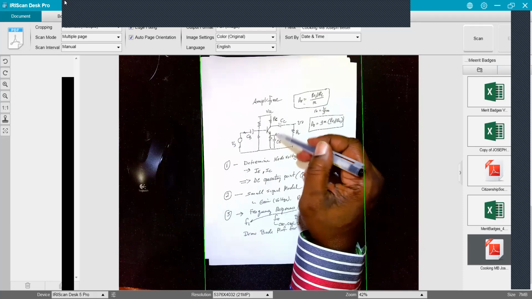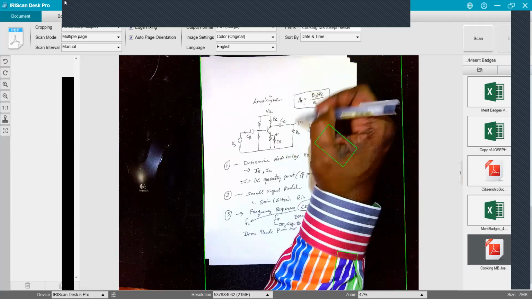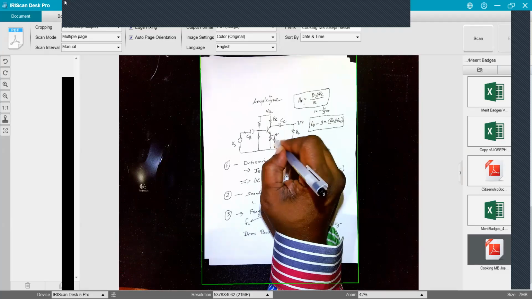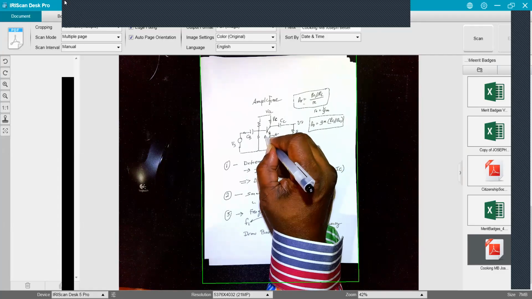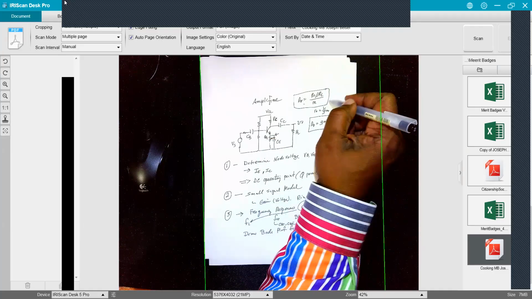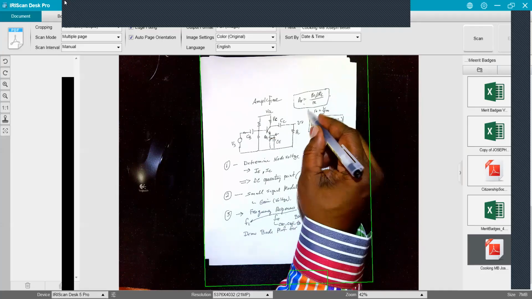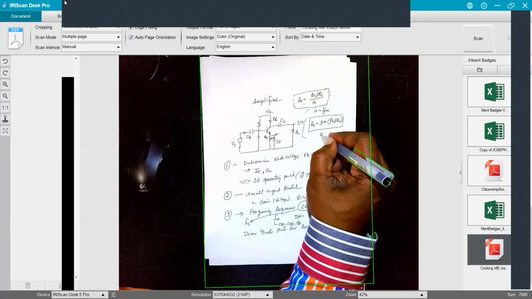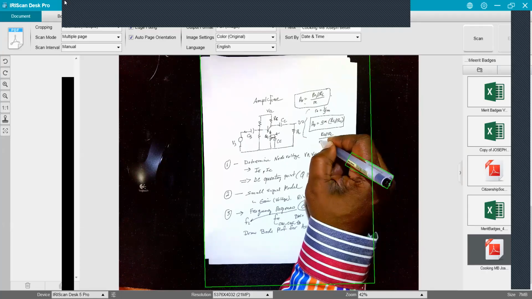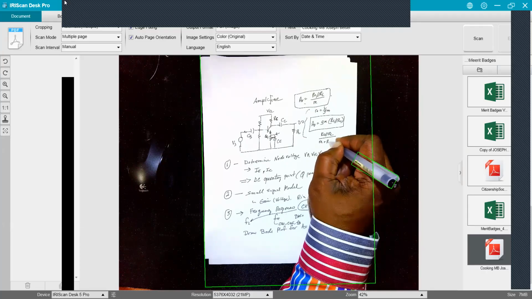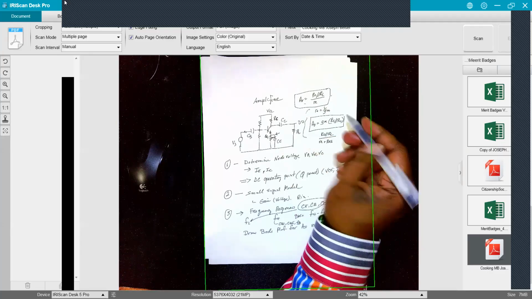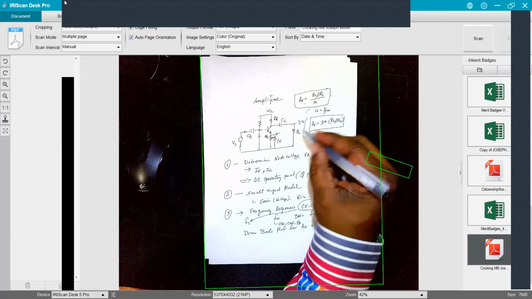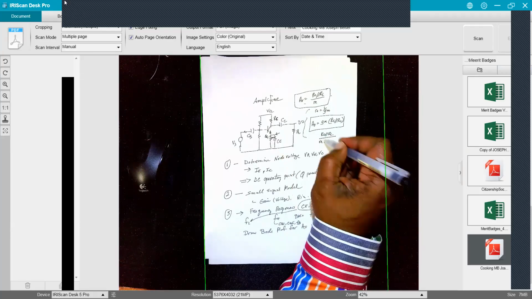When it's not completely bypassed, it reminds me that if I have some of this still, like RE1, then my gain becomes RC in parallel with RL over little re plus RE1, this portion of RE that's not bypassed, or RE2, whichever part is not bypassed.